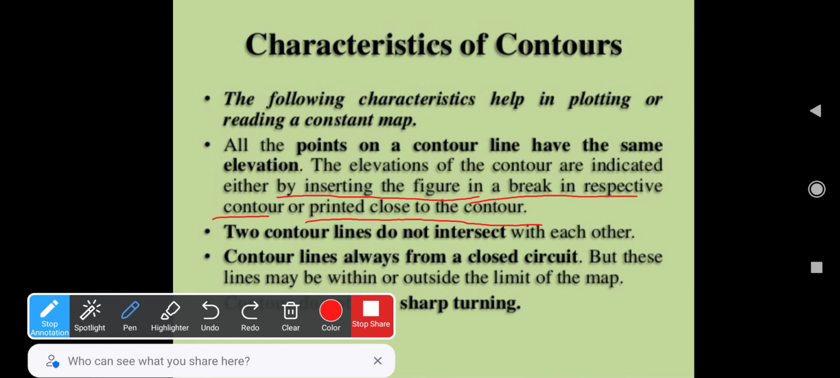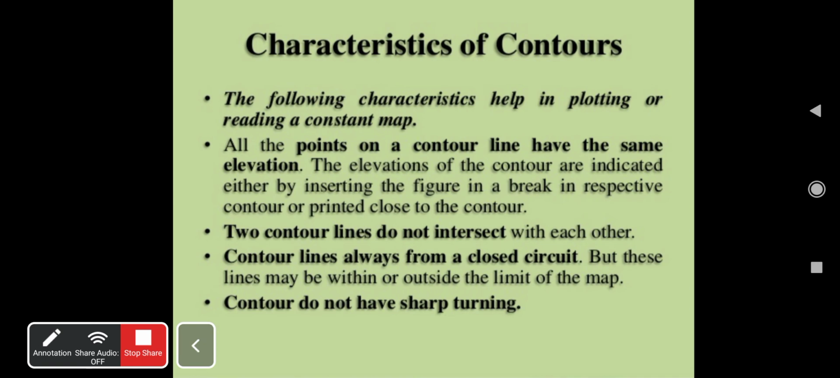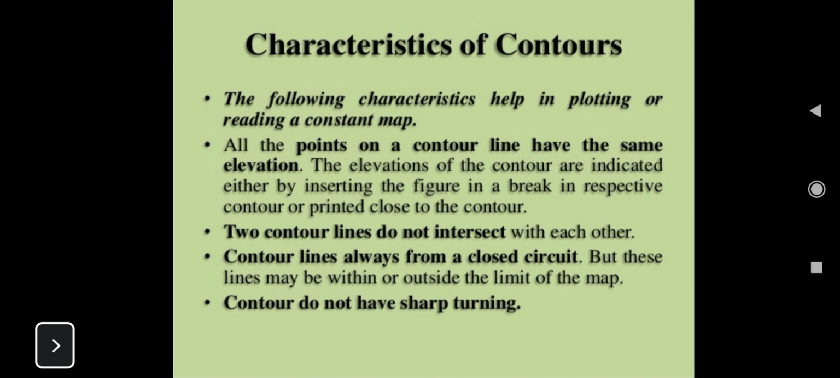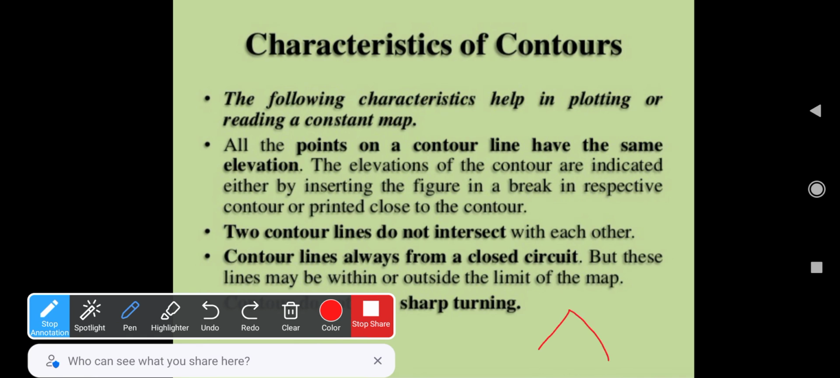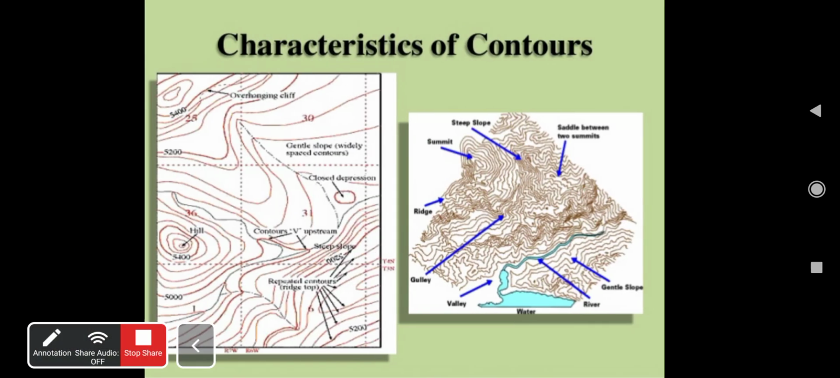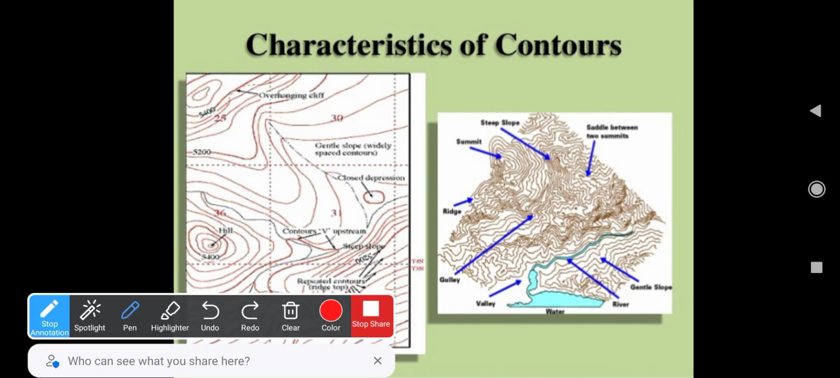Two contour lines do not intersect with each other. That is another characteristic. Two contour lines, anywhere, will not intersect. A contour line always forms a closed circuit, but these lines may be within or outside of the limit of the map. And a contour does not have sharp turning. It will not have a corner like that; it will be somewhat curved like this. Here also you can see in the image there is no sharp turning; it is going on smoothly.